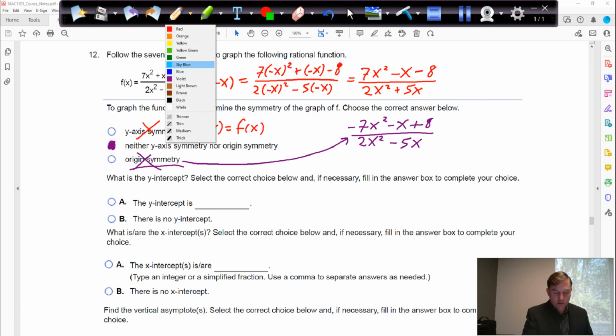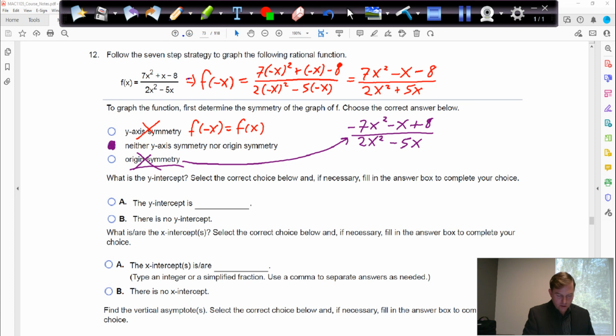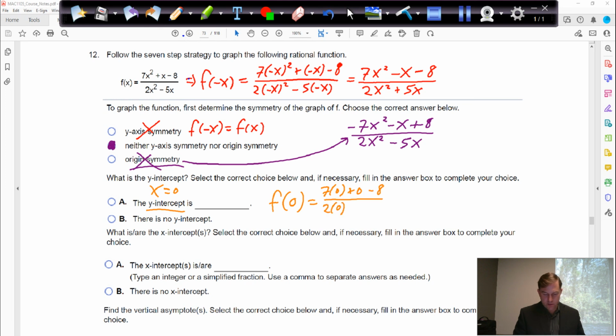Okay, for the y-intercept, we are going to set, let me do orange. For y-intercept, you let x equal 0. So we just plug 0 in for all those x's. So if you look, you're going to have 7 times 0 plus 0 minus 8. And then you're going to have 2 times 0 squared, which is just 0, minus 5 times 0, which is 0. So minus 8 on top and 0 on the bottom.